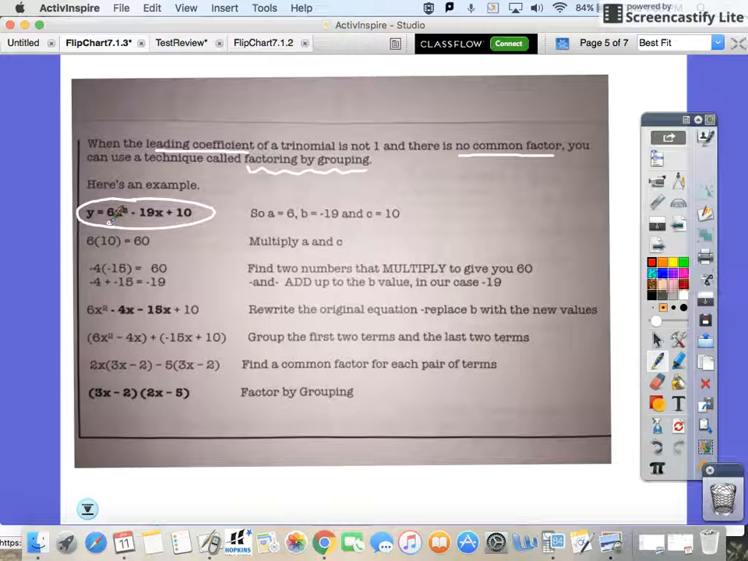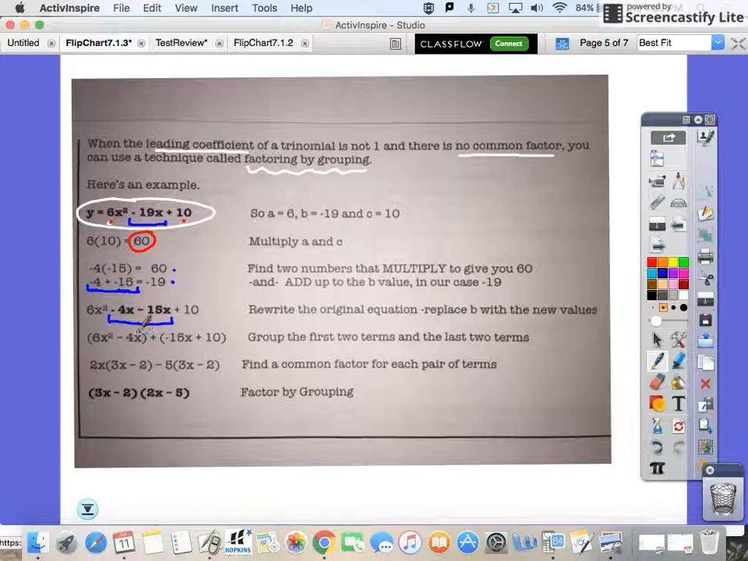What you do is you take the first times the last, so 6 times 10, which is 60. And then you need to find two numbers that multiply to 60, but then add to negative 19. So similar to our factoring from before. In this case, the two numbers that work are negative 4 and negative 15. So what we do is we replace that middle term with negative 4 and negative 15.